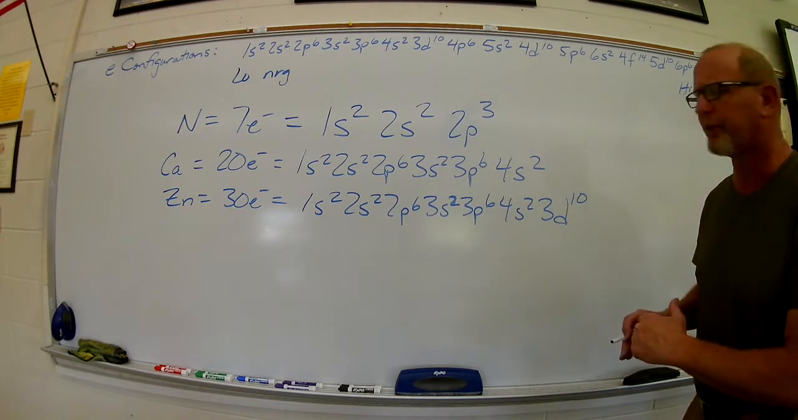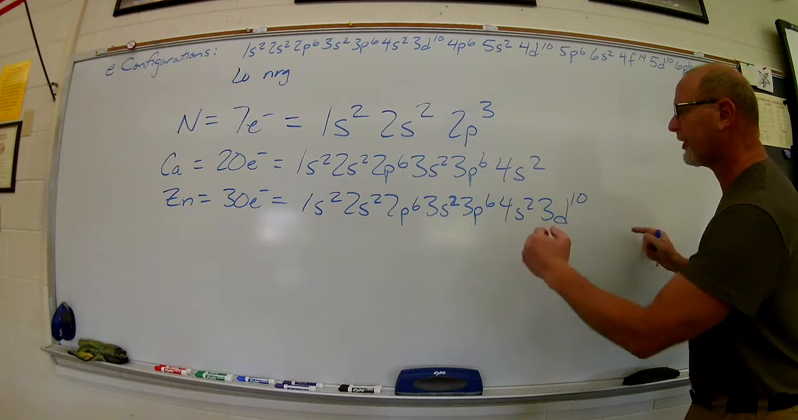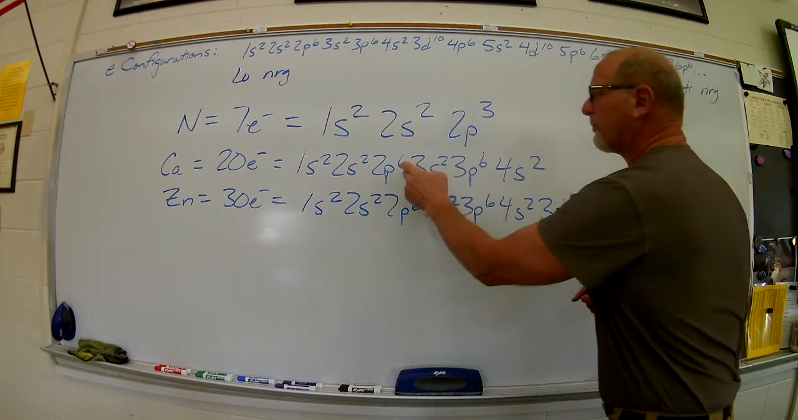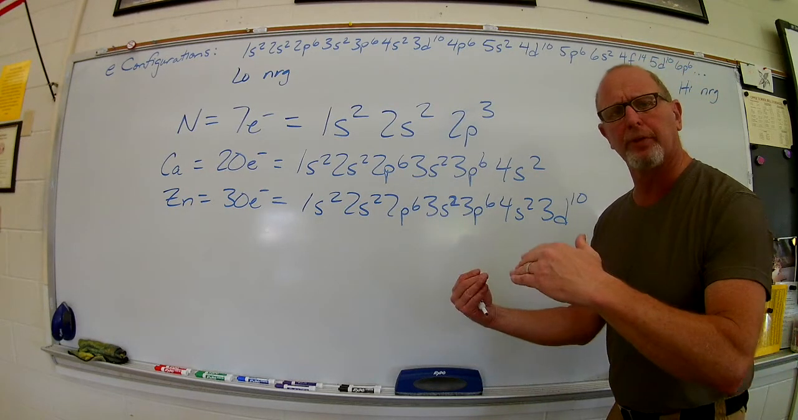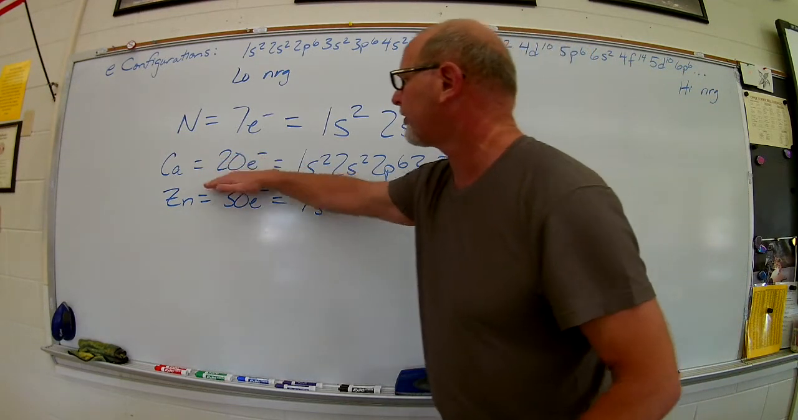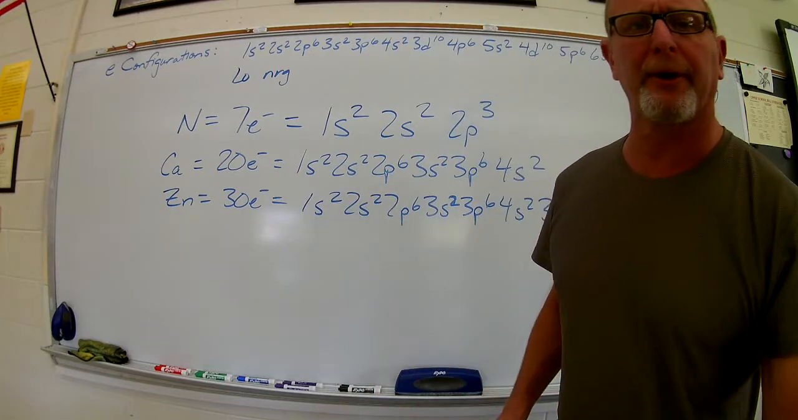If you had to go backwards and identify an element from its configuration, add up the superscripts, find out you have 20 electrons. In a neutral atom, the number of electrons equals the number of protons. 20 equals calcium on my periodic table.